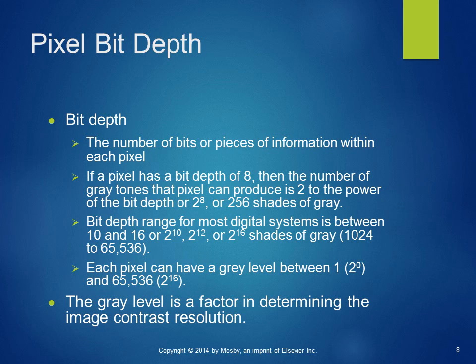So 1024 to 65,536. Each pixel can have a gray level between 1 and 65,536, which is 2 to the 16th. The gray level is a factor in determining the image contrast resolution. So again, from this information, you're not going to need to know even the range of most digital systems or the pixel gray level.